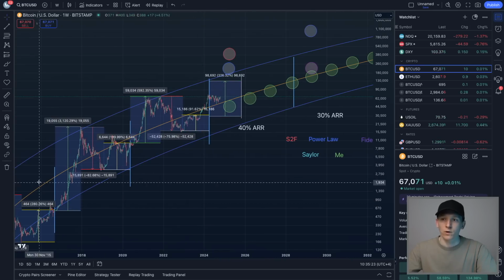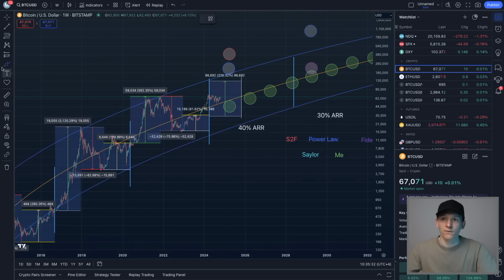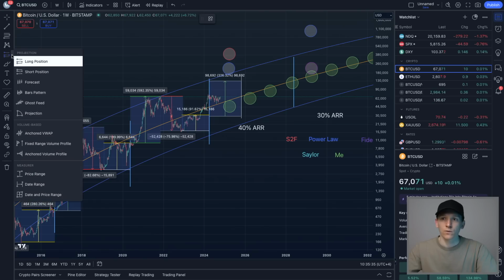Now, what I'm doing is drawing a midline, an upper line, and a bottom line here. And you can use this. You can go to drawing tools, go to curve and draw that on. And then these price levels here, what I've done is go to this and go to price range. You can draw these on and color them.